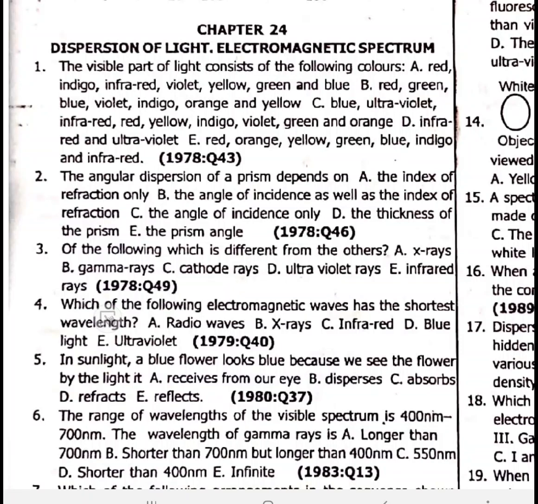Welcome back to chapter 24, Dispersion of Light, Electromagnetic Spectrum. The first question: the visible part of light consists of the following colors. Write down capital letter R, capital letter O, capital letter Y, capital letter G, capital letter B, capital letter I, capital letter V.